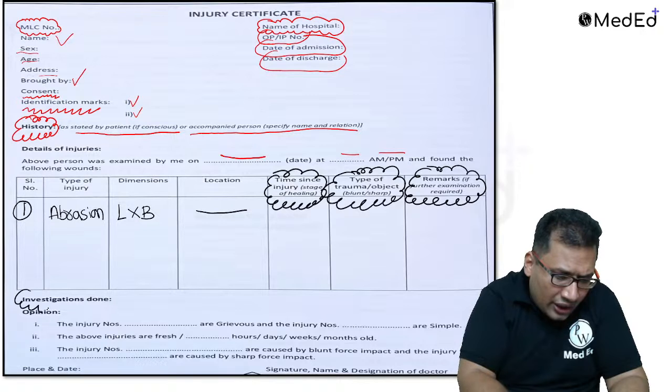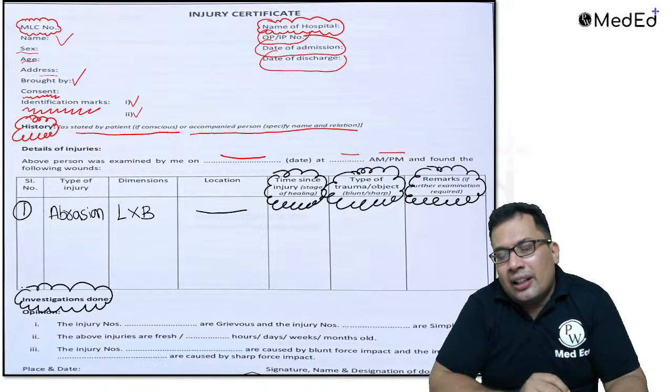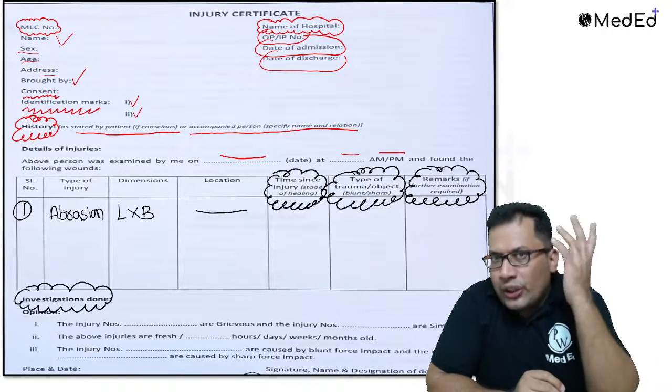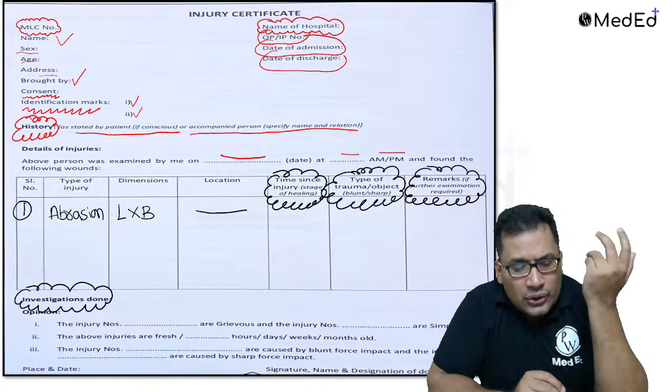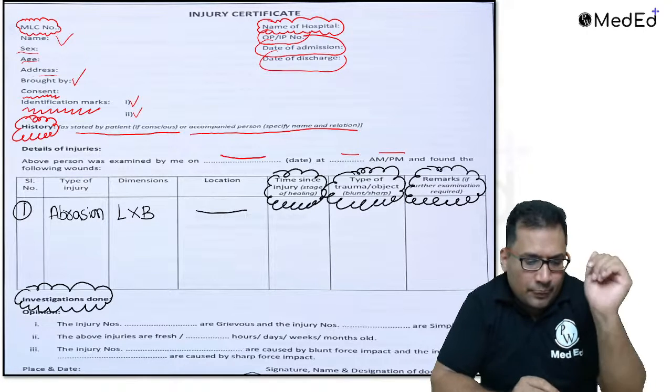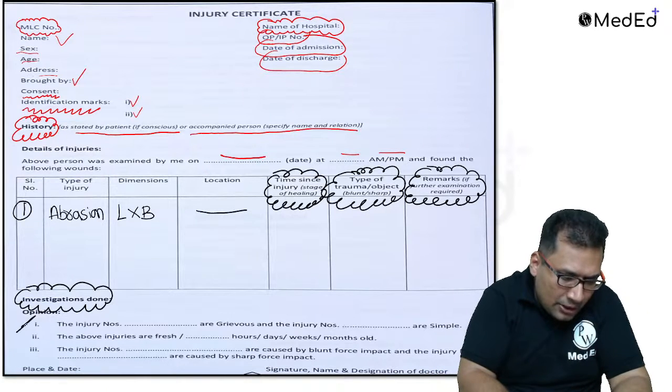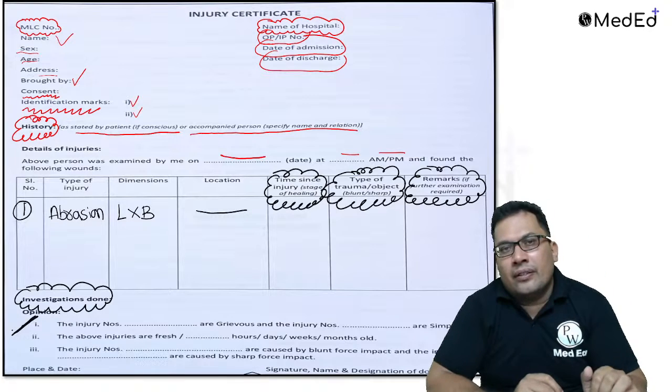So what investigation? You can mention any investigation required, like X-ray is required. If head injury is there, CT scan is required to rule out the hemorrhage. So investigation that you can write. Finally comes the opinion.